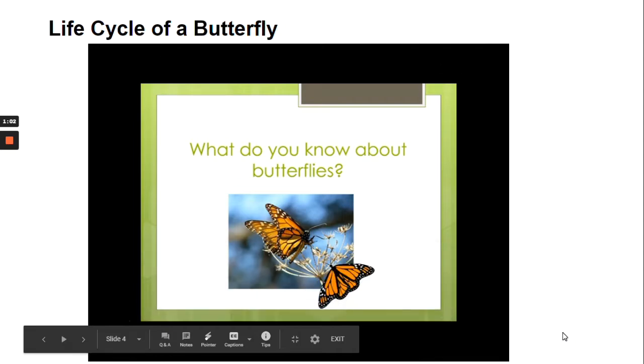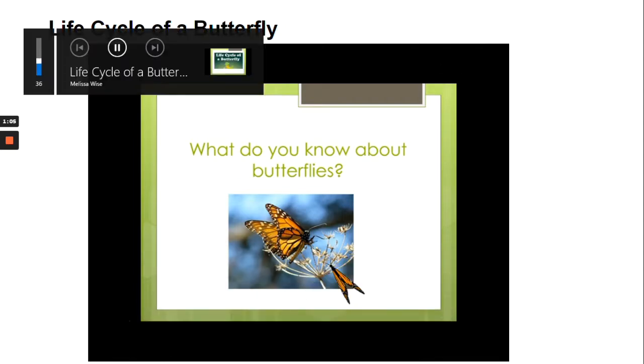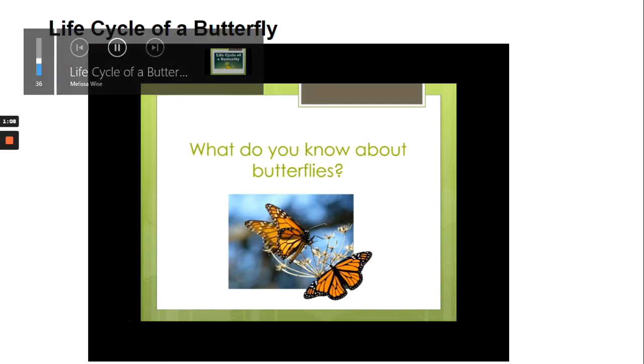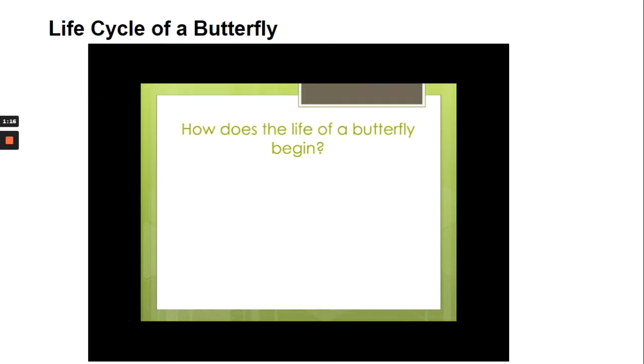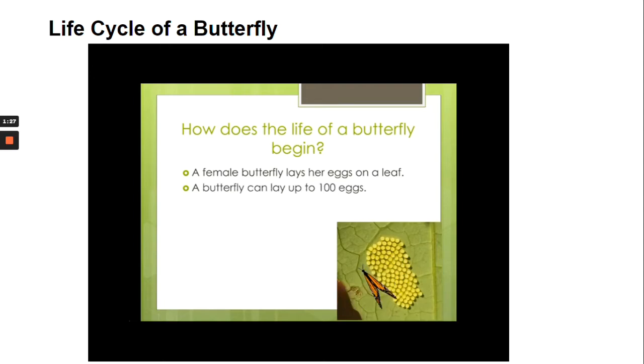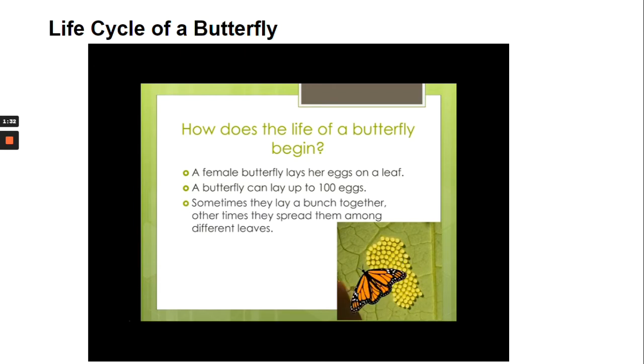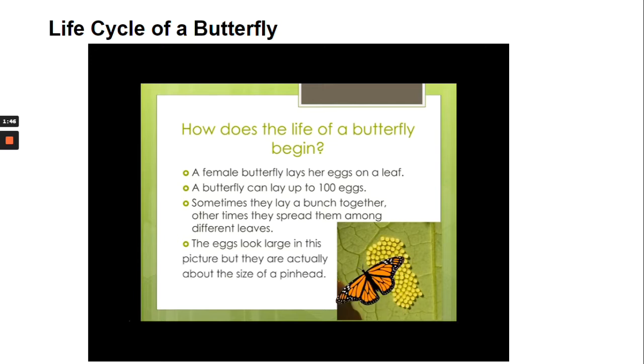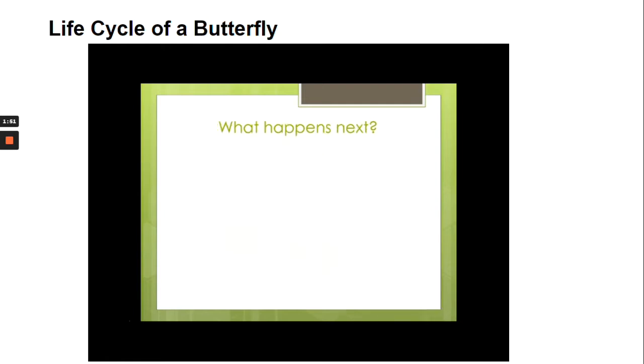Our science lesson today is on the life cycle of the butterfly. What do you know about butterflies? How does the life of a butterfly begin? A female butterfly lays her eggs on a leaf. A butterfly can lay up to 100 eggs. Sometimes they lay a bunch together. Other times they spread them among different leaves. The eggs look large in this picture, but they are actually about the size of a pinhead.